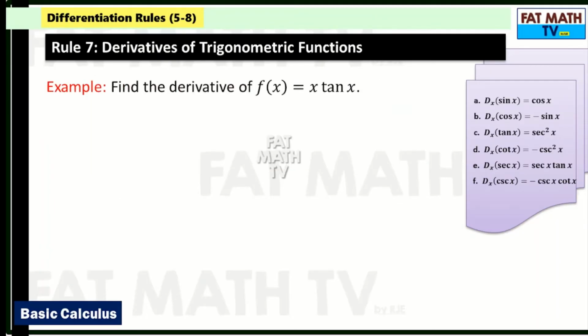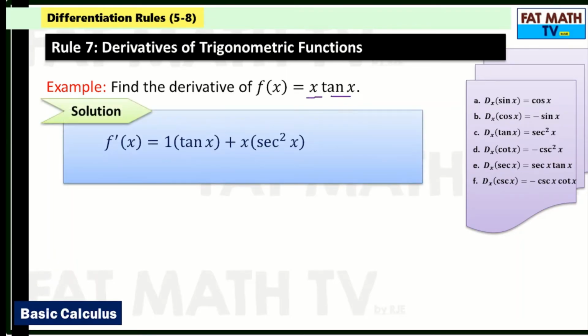Okay, here we have the derivative of f of x equals x tangent x. As you can see here, this is a product of x and tangent x. So we need to apply here the product rule. What does the product rule say? Get the derivative of the first, so that's 1. Derivative of x is 1 times the second plus the first, x, times the derivative of the second. What is the derivative of tangent x?